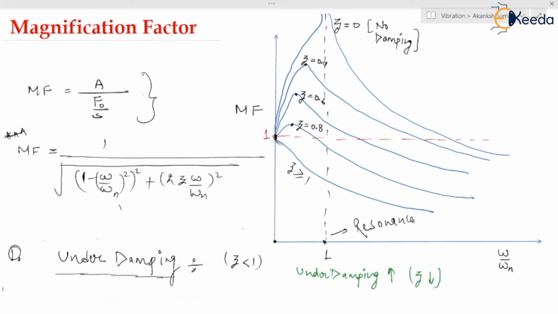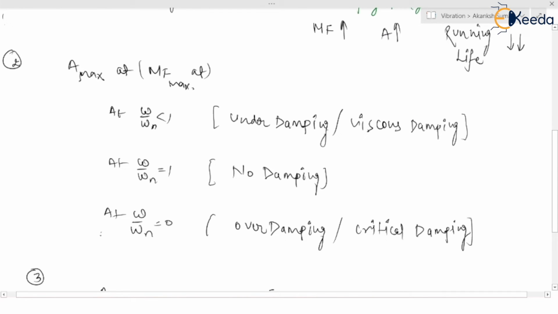And you can see this when omega by omega n is less than 1, that means resonance condition, there will be an increase in the underdamping. When the magnification factor is greater than 1, there is a decrease in the zeta value, that means an increase in the underdamping. So there will be an increase in magnification factor. You can see here. Okay. As magnification factor increases, amplitude will increase. Amplitude will increase means the running life decreases. In the second case, we are going to see that amplitude will be maximum whenever magnification factor will be maximum.